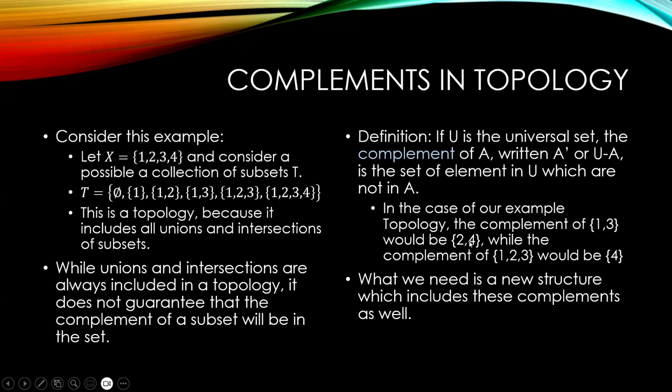Well, if we have {1, 3}, we would still need {2, 4}. Well, {2, 4} is not in here. Same with {1, 2, 3}. If we have {1, 2, 3}, we would really want {4} to be included in here. And so what we need is a new structure which includes all of these complements as well. And the motivation for this is thinking of the ice cream example.